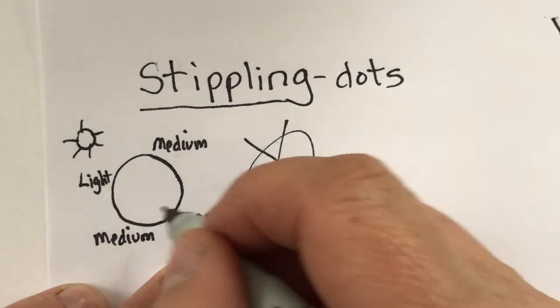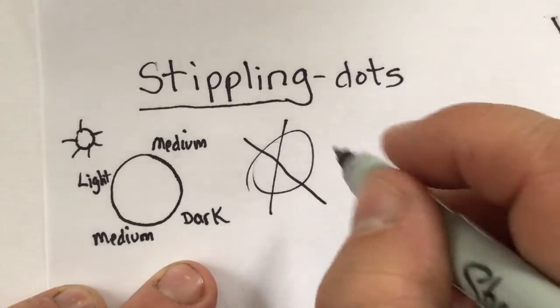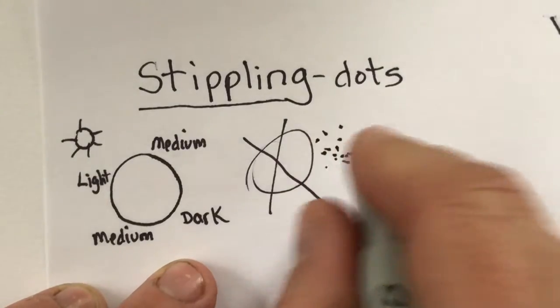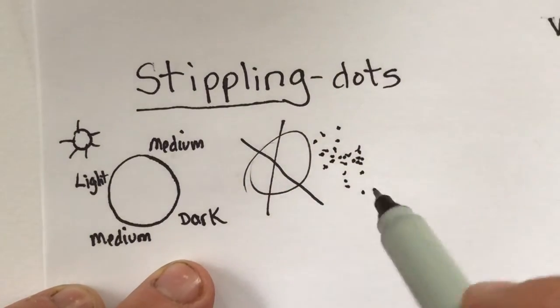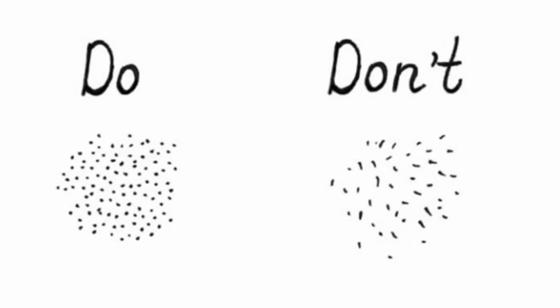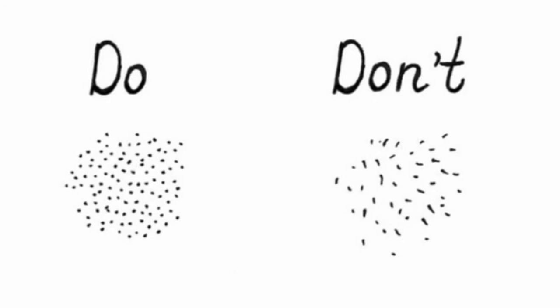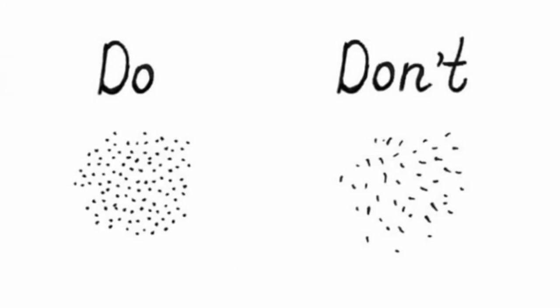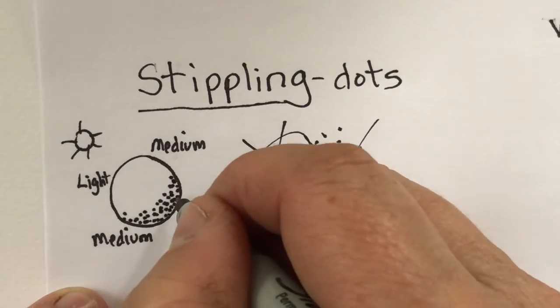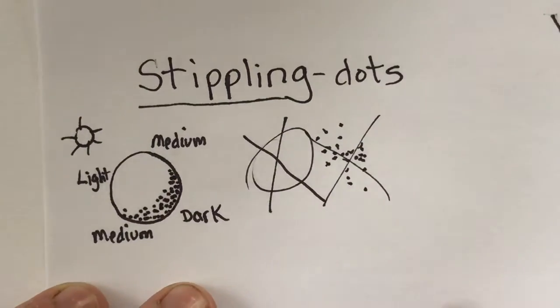We're going to use dots to create form. What we don't want to do is this. See how it's sloppy and not controlled, and we're not doing this either. We're going to focus with dots close together.